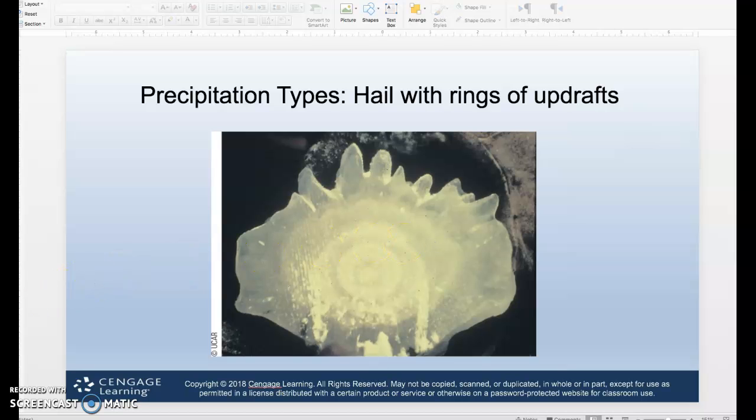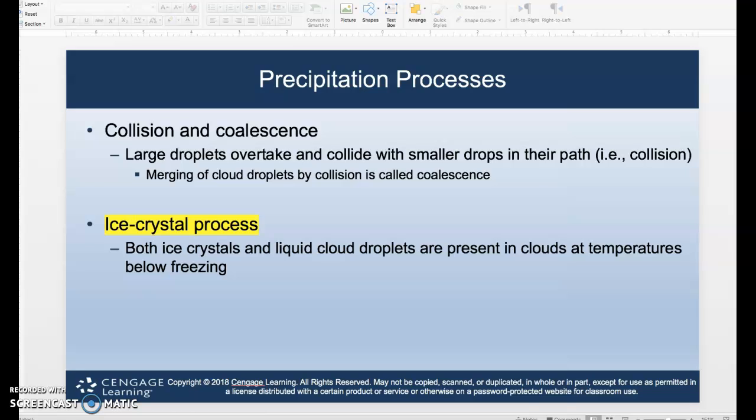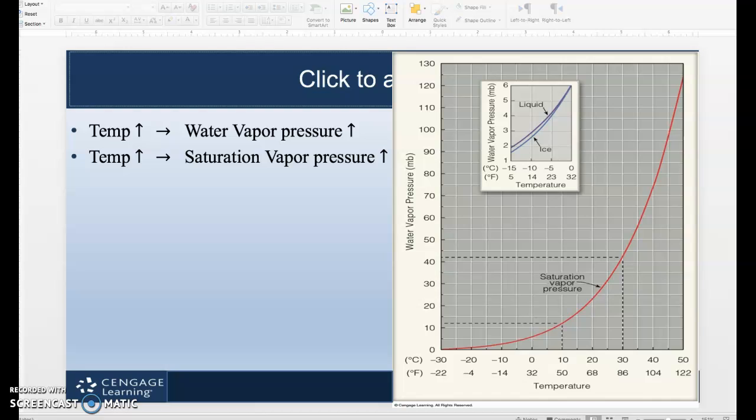The other precipitation process is the ice crystal process. And when we talk about the ice crystal process, we are effectively talking about the same water vapor pressure over ice and liquid that we described before. You know this chart real well, and this chart looks at temperature versus water vapor pressure for saturation vapor pressure.